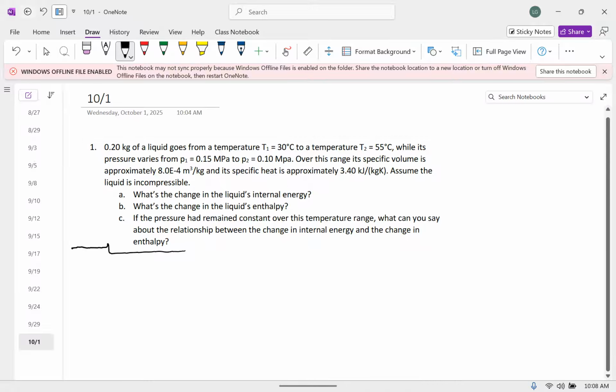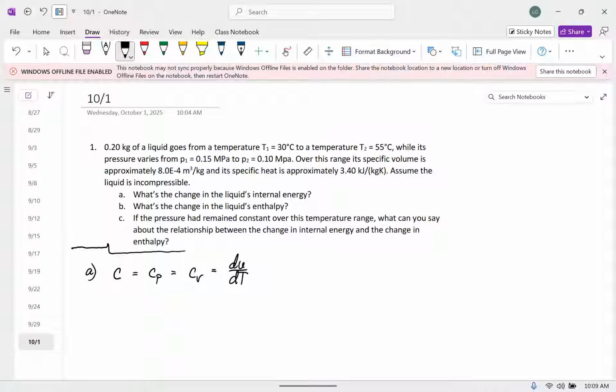So we know we have this relationship that says C, which is CP, is equal to CV, which is equal to d specific internal energy with respect to temperature. We have a change in temperature and we want a change in specific internal energy. Well, we want the true internal energy, but if we can calculate the specific, we know the mass, so we can just multiply to get that.